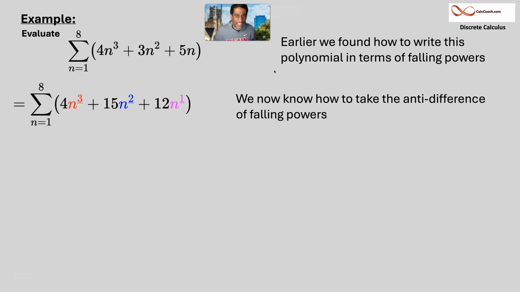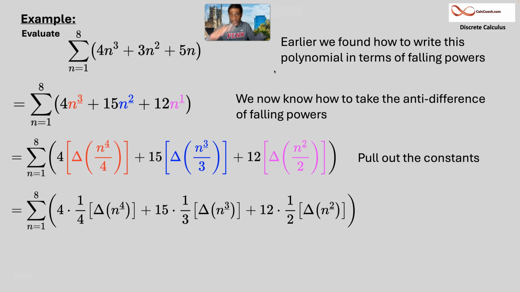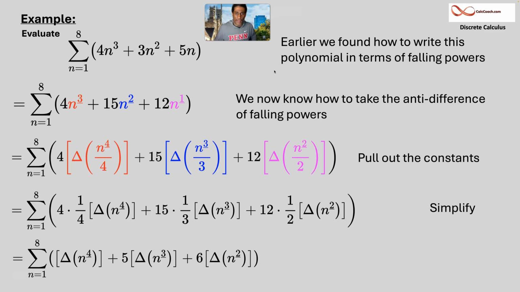We know how to do the antiderivative, or the anti-forward difference, of a falling power. It's like the power rule in reverse. N falling 3 is the forward difference of N falling 4 over 4. N falling 2 is the forward difference of N falling 3 over 3. And N falling 1 is just the forward difference of N falling 2 over 2. Pull out these constants, the 1/4 and the 1/3 and the 1/2, and make them interact with the coefficients, the multipliers A, B, and C. And we get a nice formula, which says it's just the sum of these forward differences of falling powers.